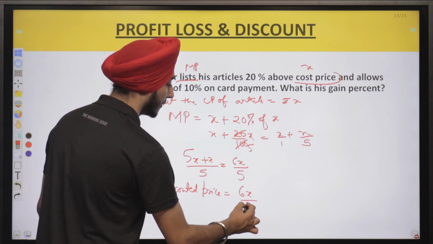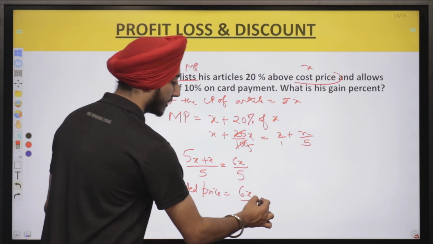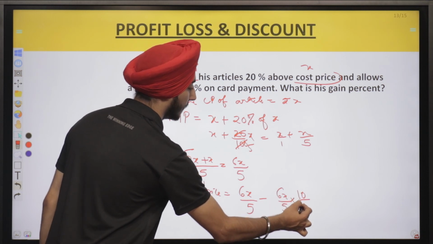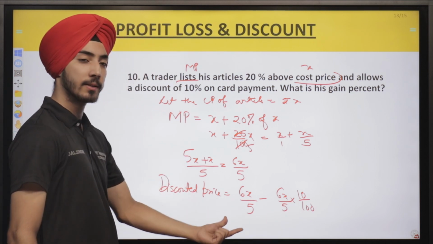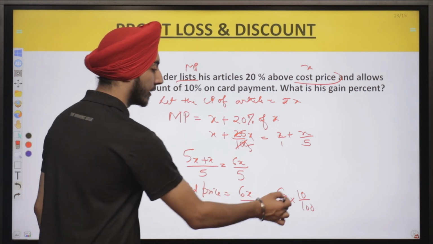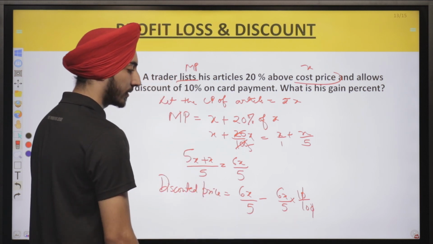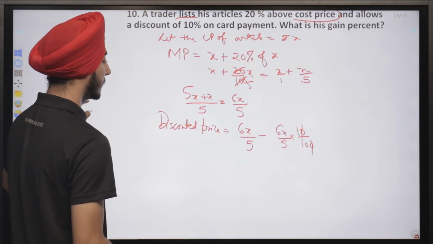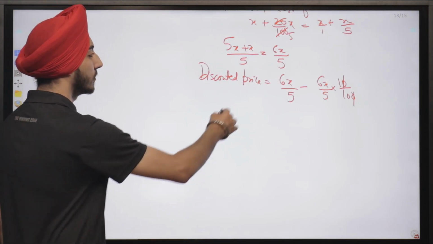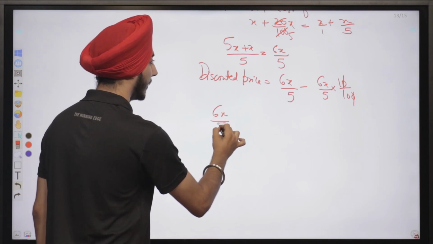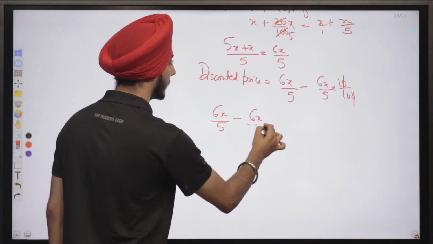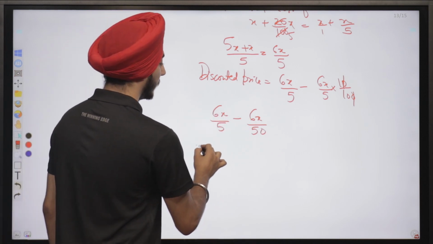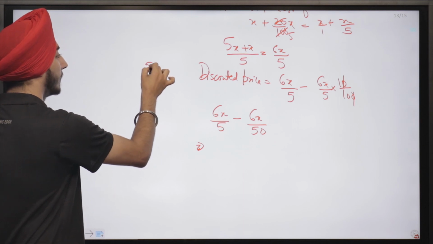So 6x by 5 is your marked price. From this, we'll remove its 10%. We have to remove 10% of the marked price from itself. So 0 and 0 get cancelled. Let's solve it further. So this will become 6x by 5 minus 6x by 50. Now we'll have to find the LCM for 50 and 5.